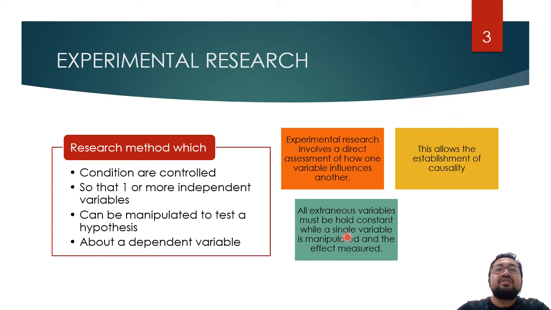And all extraneous variables must be held constant while a single variable is manipulated and the effect measured. So kalau kita nak melihat satu variable dan kesan dia untuk menjadi outcome atau dependent variable, faktor-faktor lain yang menyumbang kepada variable tersebut kita perlu kawal. Contohnya apa yang kita nak lihat dalam eksperimen yang saya jelaskan tadi adalah the effect of exercise on people and how it could impact the body weight, penurunan berat badan tersebut.